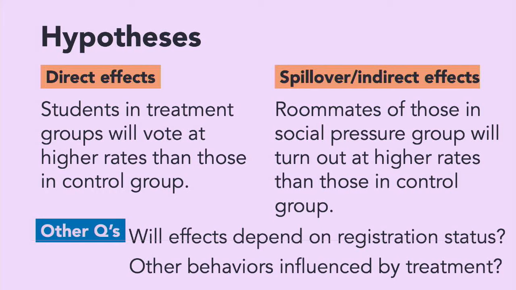First off, we think there's going to be direct effects. We're going to have individual students that are exposed to this classroom treatment that provides information about the election and a social pressure message about the election. People who receive those messages are going to be more likely to turn out to vote. Our second hypothesis has to do with spillover effects. We have a special message that's designed to increase social pressure, and we think that that's going to affect the roommates of those who were in the classroom to receive the treatment.